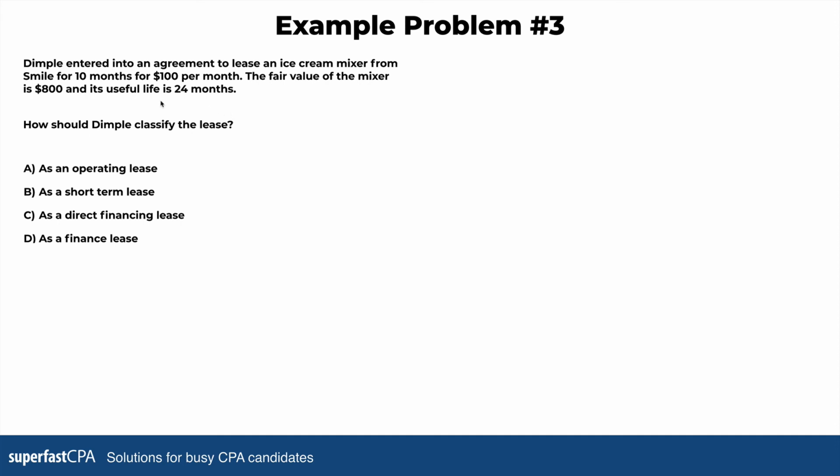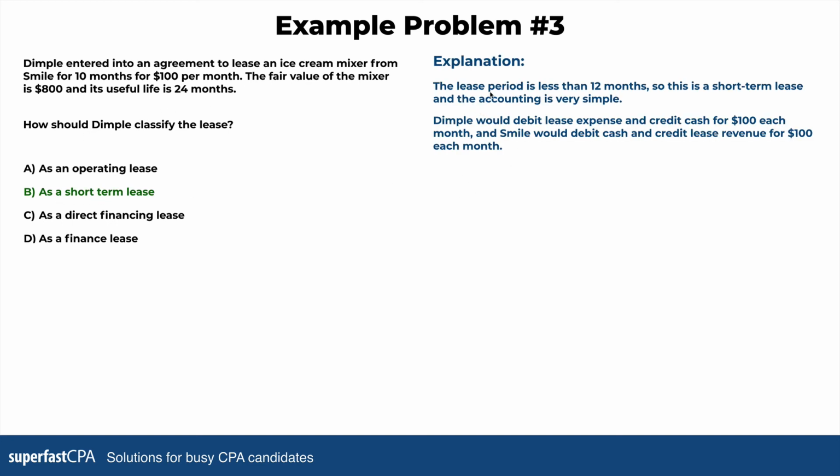So hopefully you know where this is going. Entered into an agreement for 10 months. That is the key piece of information. There's nothing mentioned about the title or the ownership changing hands at the end of the lease. So this is a short-term lease. The lease period is less than 12 months. This is a short-term lease.